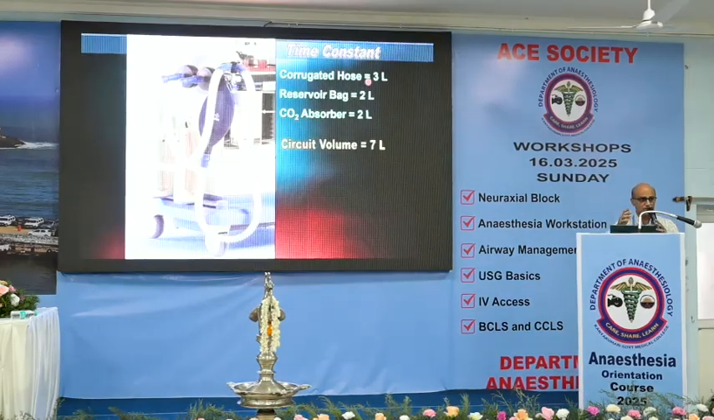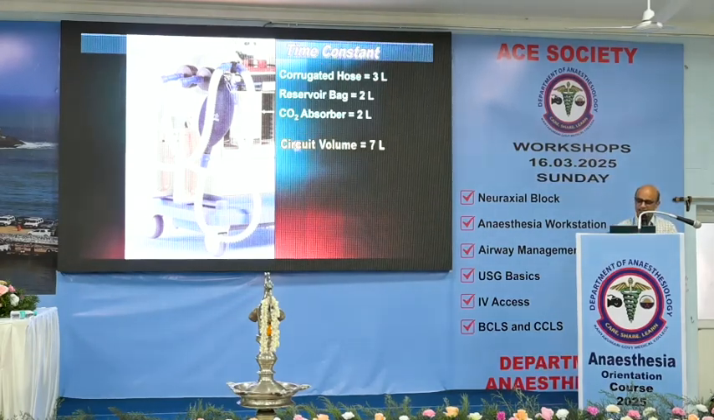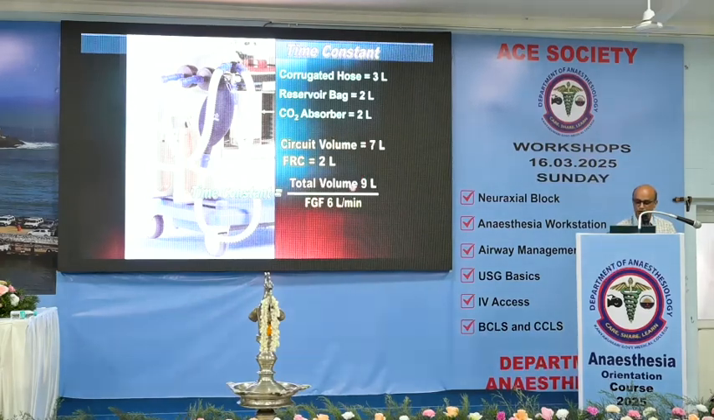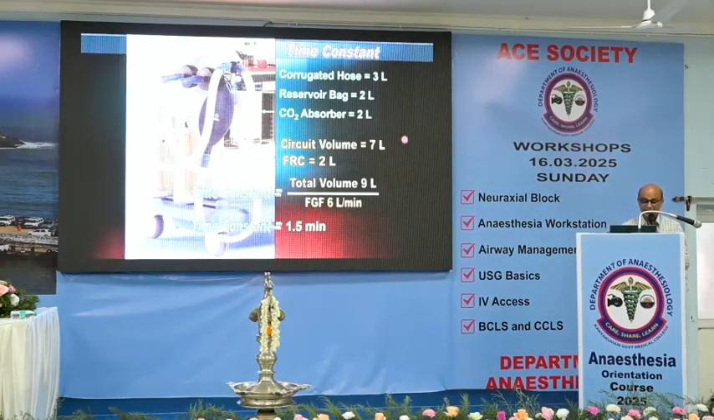So let's see how the time constant can change. This is one exercise. This is the circuit volume of 7 liters, if I take the corrugated hose, reservoir bag and CO2 absorber, and the FRC of an individual is 2 liters. So the time constant would be the total volume, and if I set up a fresh gas flow of 6 liters per minute, the time constant here would be 1.5 minutes. That is one time constant, right?